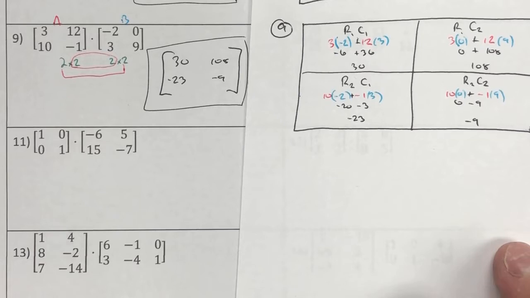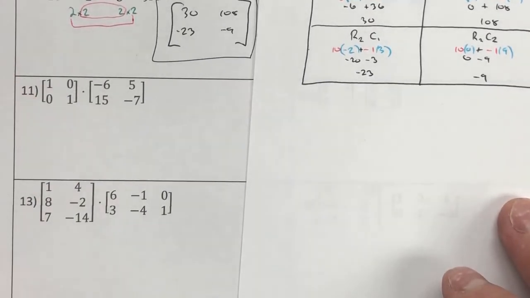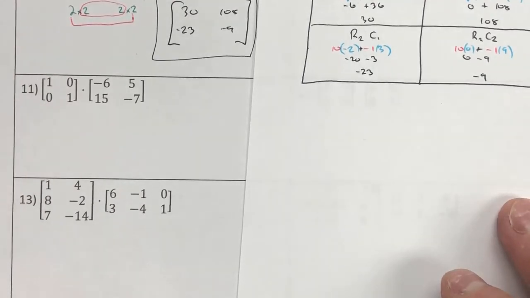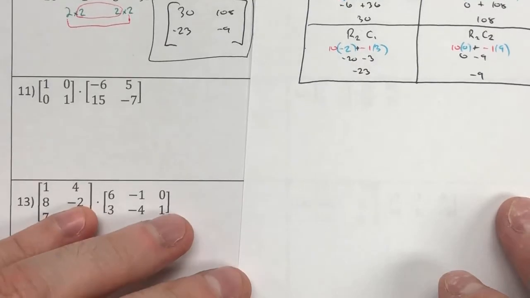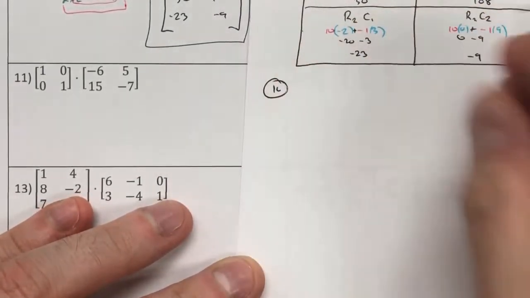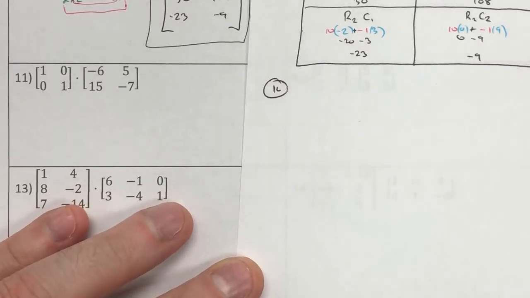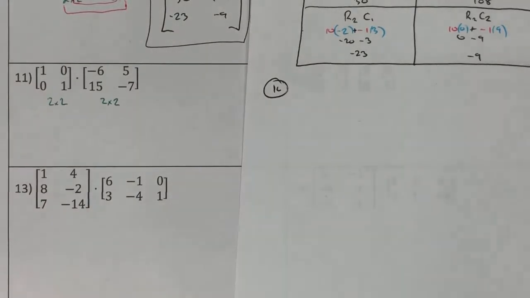And so if you tried number 11, we noticed that this thing is popping up again. We've talked about this previously. This is the identity matrix. We're going to see what happens when I multiply a matrix times the identity matrix. So if we went ahead and we started on number 11, again, we can check this 2 by 2, 2 by 2.